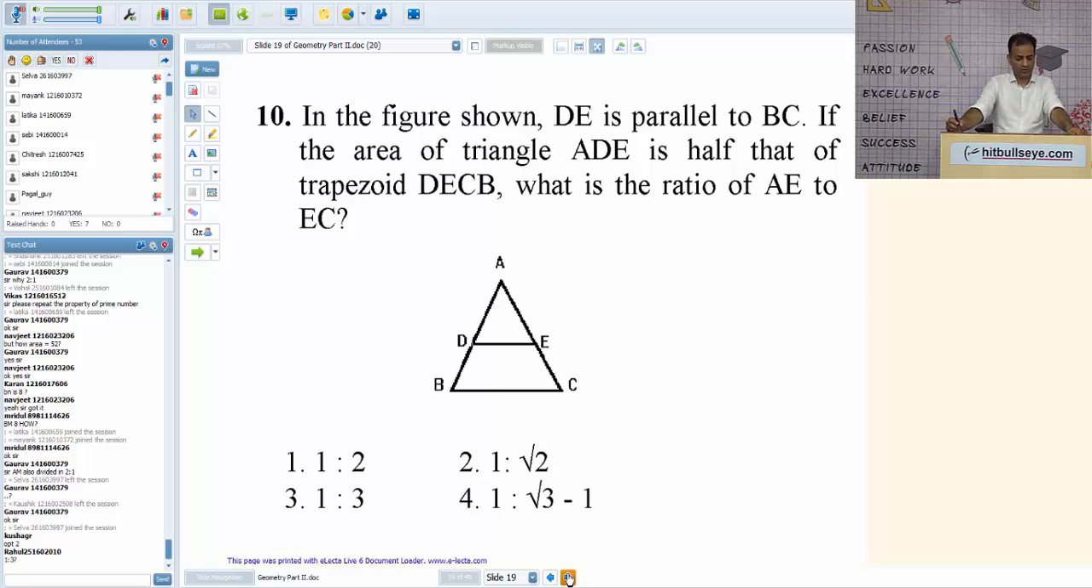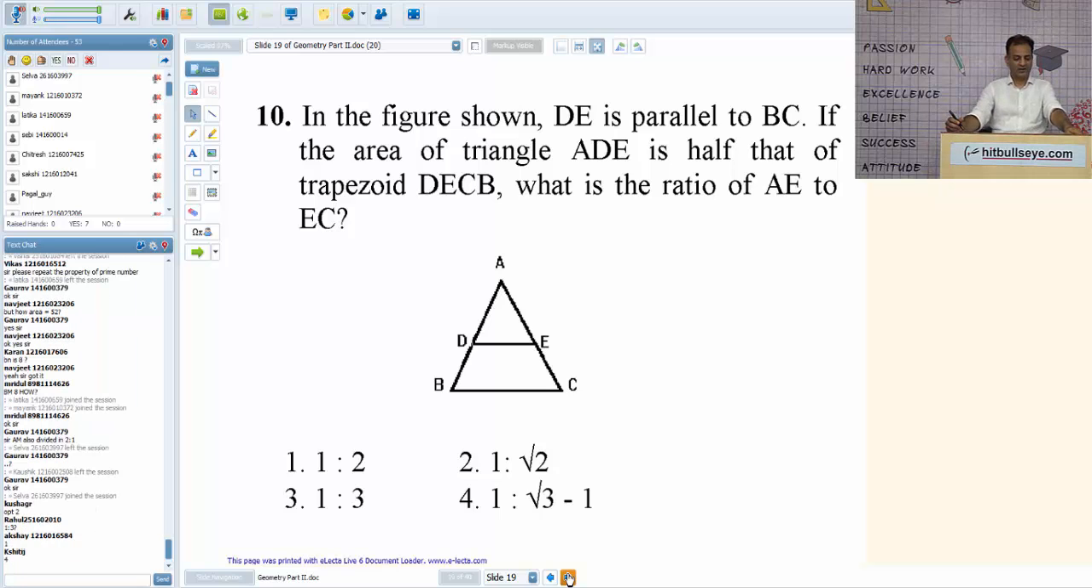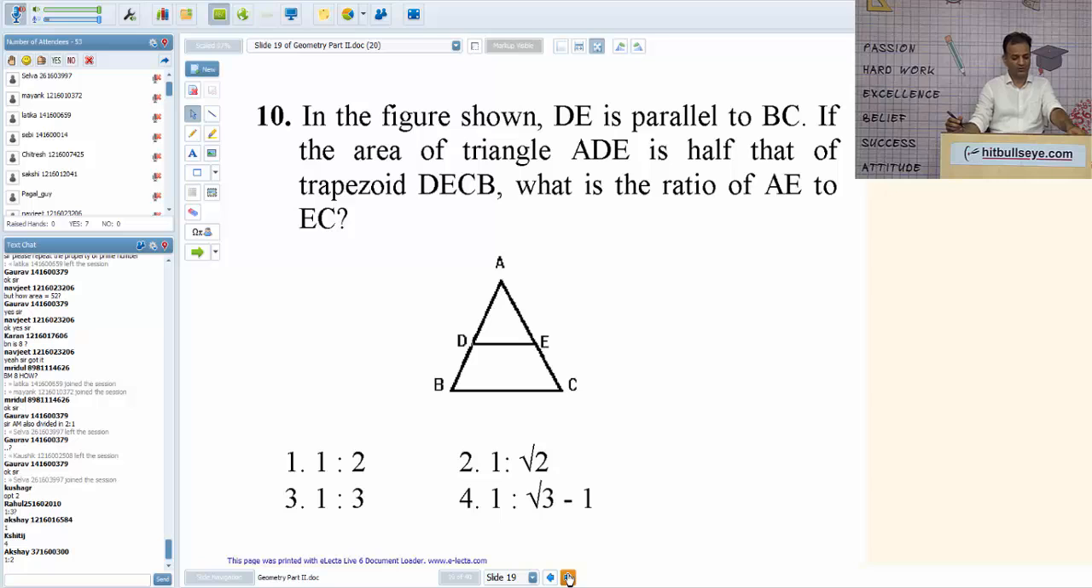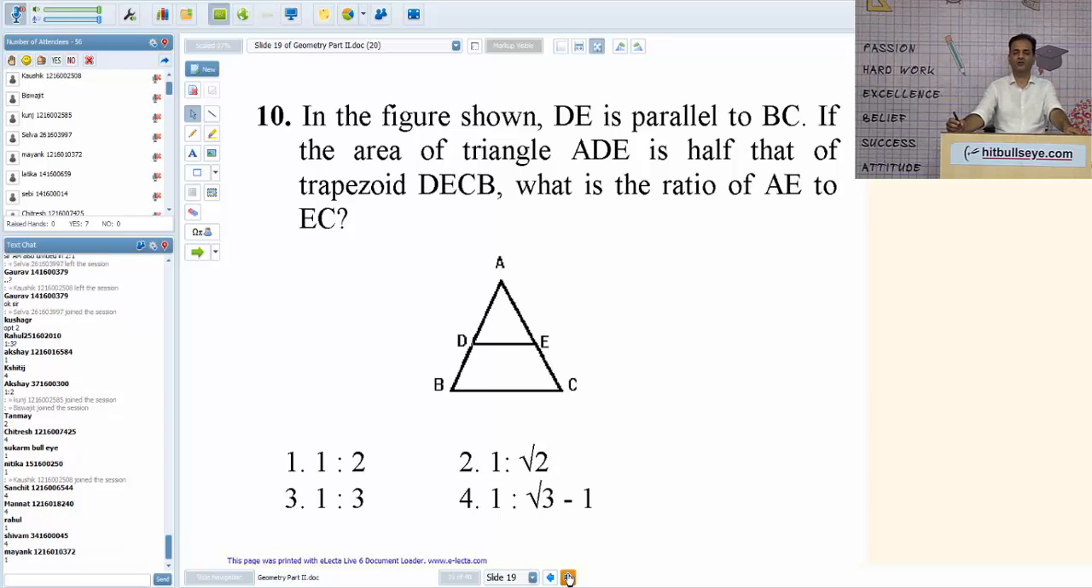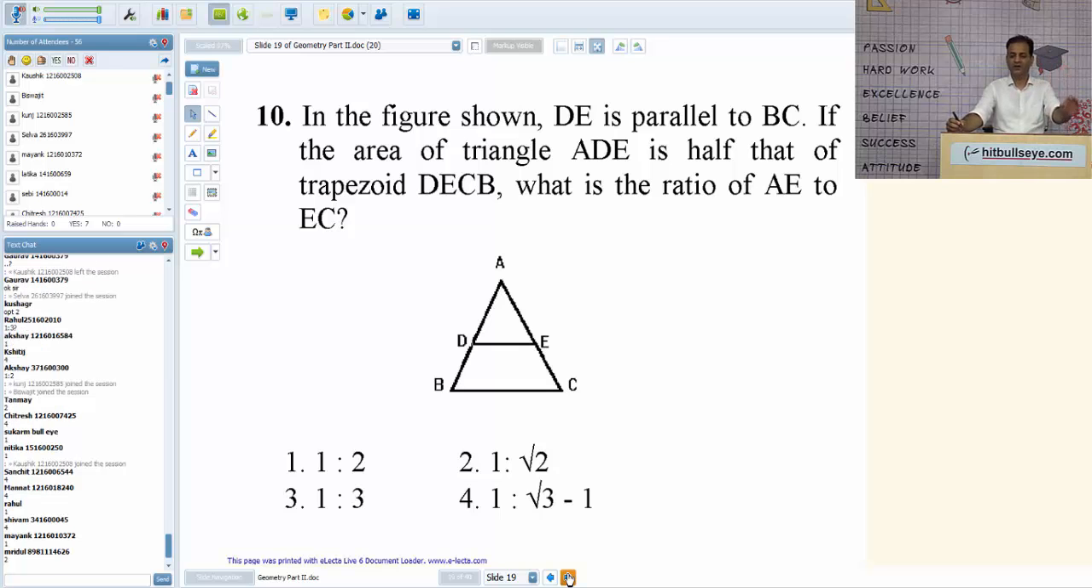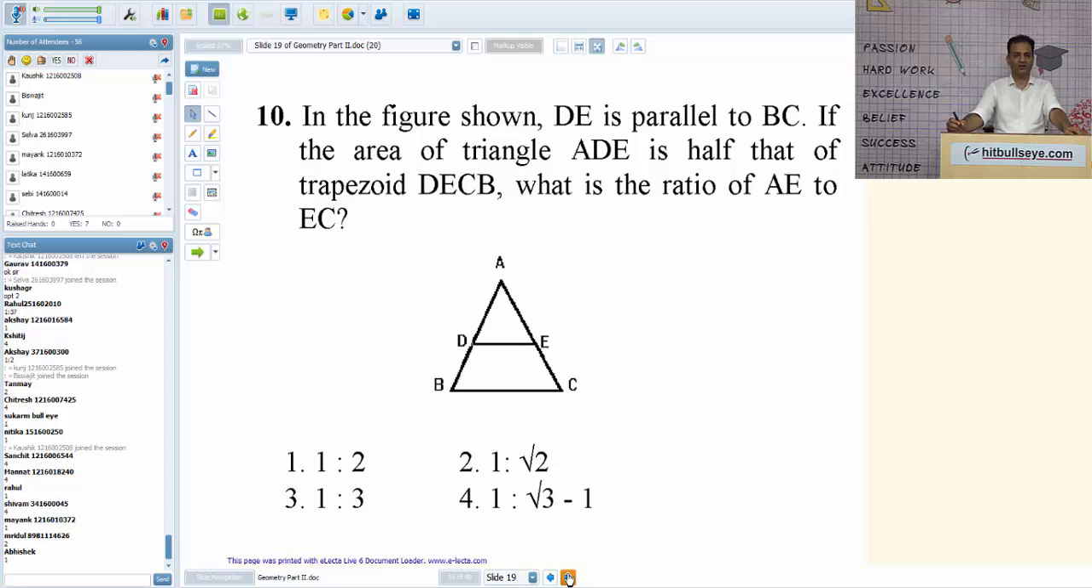Kushagra, Rahul 1:3. Option 2 1:2. Again friends, very basic property of similar triangle. I think that your basics are not clear. When the two triangles are similar, answer is first option 1:2, 1:2, 1:3. Kshitij has come with the fourth option. From basic property of similar triangle, when two triangles are similar, then the ratio of their areas is equal to the square of their corresponding sides, heights, inradius, circumradius, everything will be in terms of squares if the two triangles are similar.